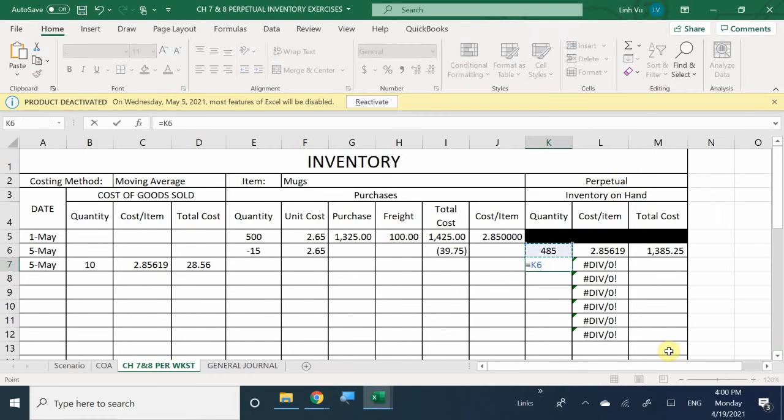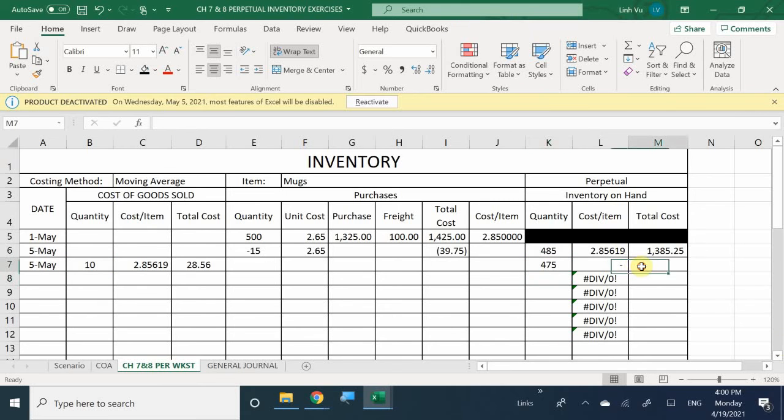So now, let's update our inventory before we go to our journal. Okay? So we no longer have 485. We have how much left? 475. We have 475. Good. If we started with 1385 and we subtracted out 28.56, how much should we have left?